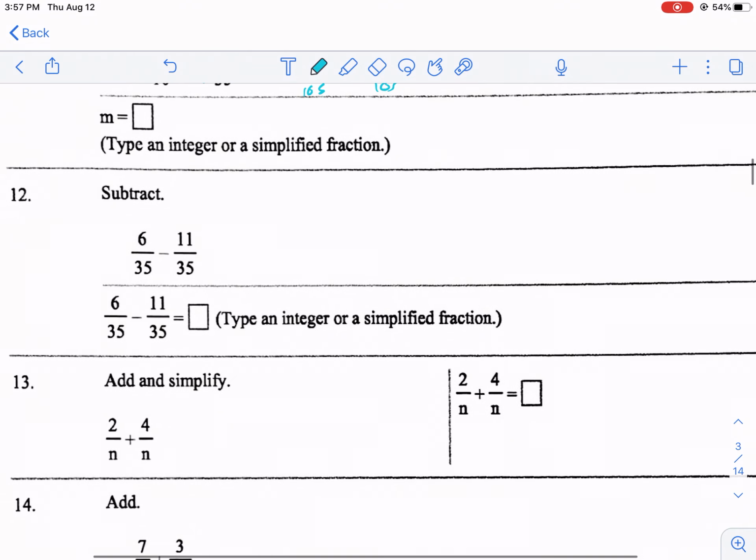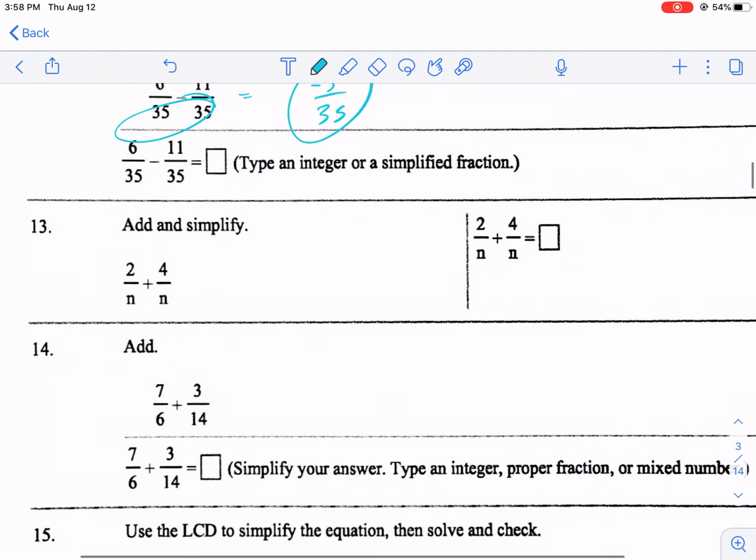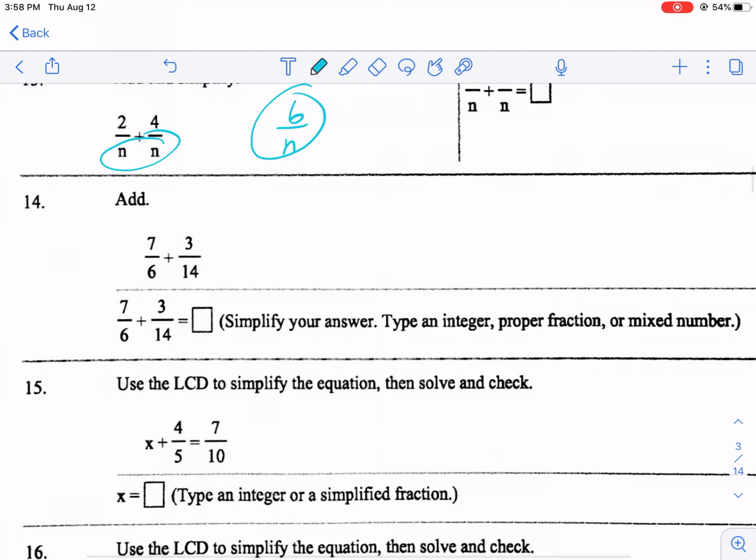That's my final answer. Subtract, denominators are the same. This makes it easy. I'm going to get negative 5 over 35. Add and simplify, denominators are the same. Keep the denominator the same. Add the top. Done. Here we have unlike denominators, this one is a tricky one for most people.